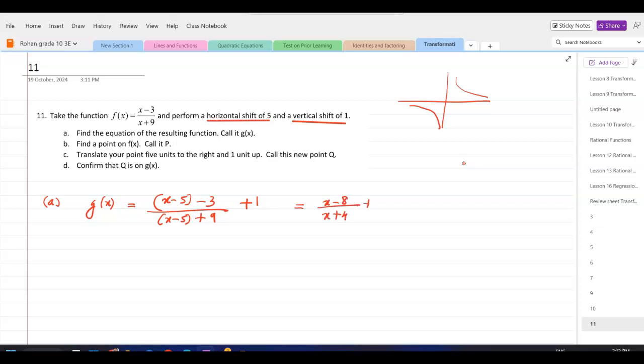Okay. So now take the LCM. x plus 4. x minus 8 plus x plus 4. That's 2x minus 4 upon x plus 4. That's your simplified function. So this is the new equation? Yes, of g(x). Find a point on f(x), call it P. What value will you take? Take any random value. 2. If you take 2, will it work?